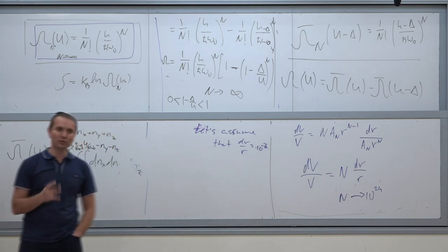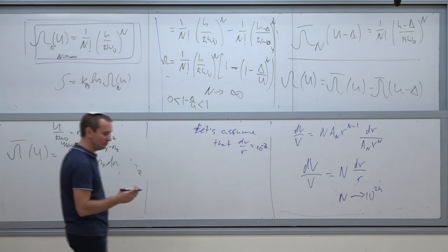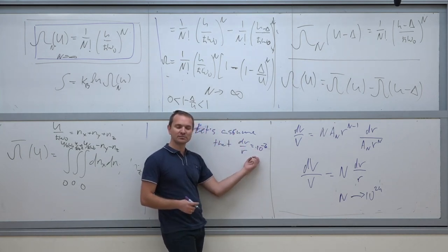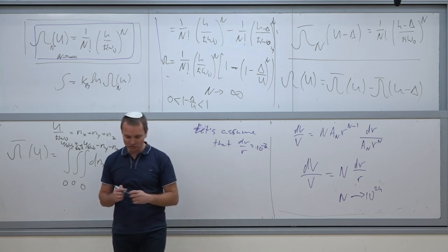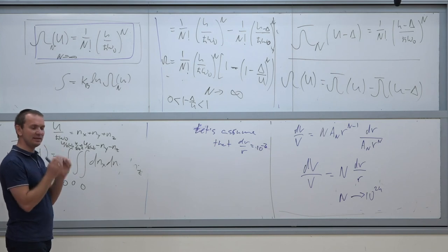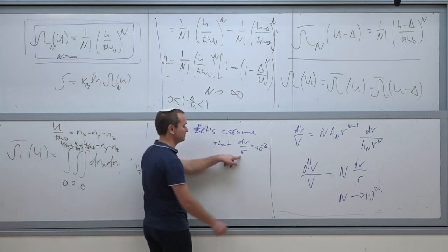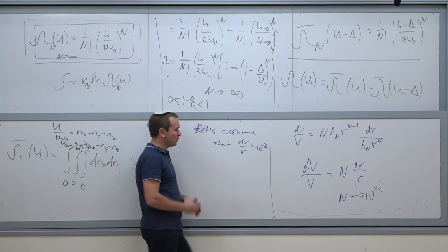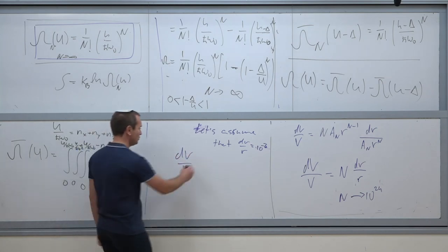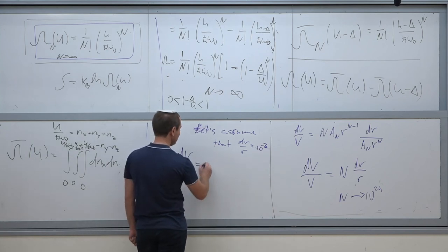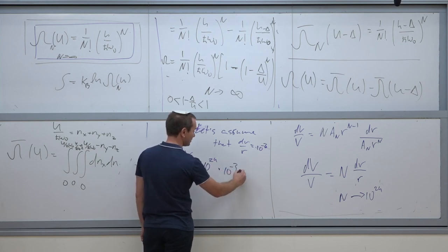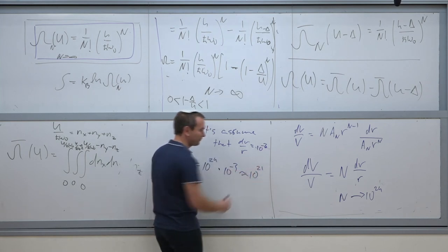If I want to do a numerical calculation of the volume or of the surface, this is a small change in the radius. For most numerical calculations, it's sufficient. That's good, right? I change it slightly with respect to the total radius of the system. What is dV divided by V going to be? According to this calculation, 10 to the 24 multiplied by 10 to the minus 3, it goes as 10 to the 21.